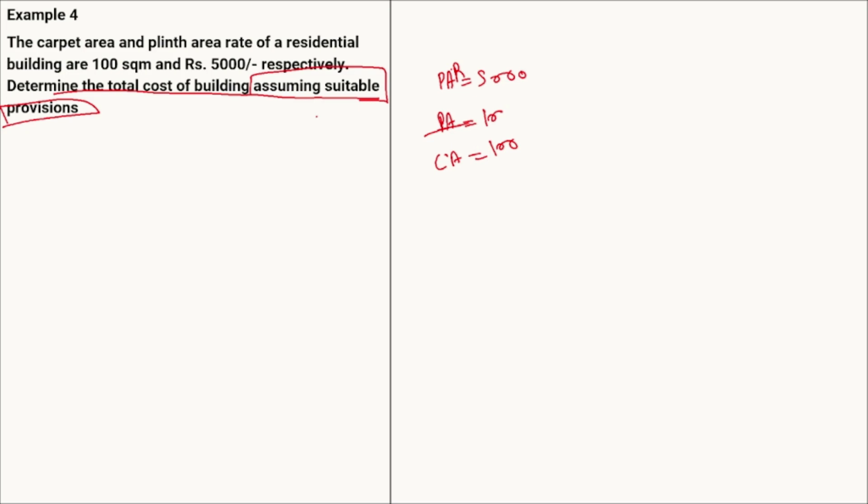If it were not mentioned here that we have to assume a suitable provision, in that case we might have used the similar methods which we used in the previous numerical. But it is clearly given here that we have to assume the suitable provision. Therefore we have to assume the cost of the services, the cost of the contingency, and the cost of the supervision. So again, solving the same numerical stepwise.